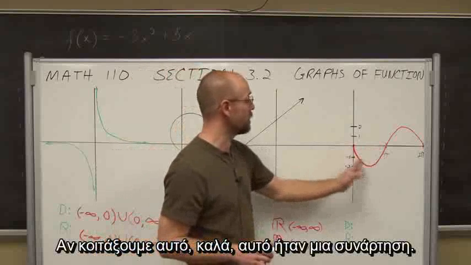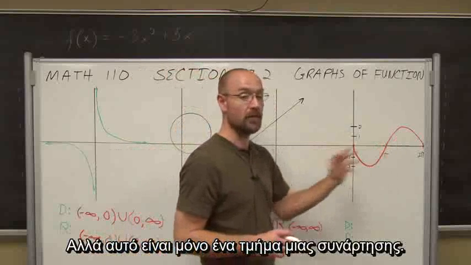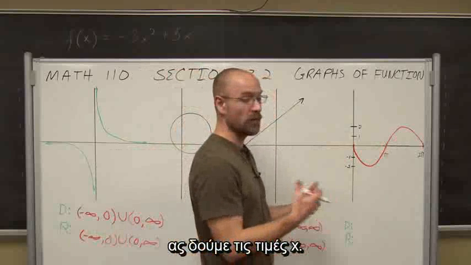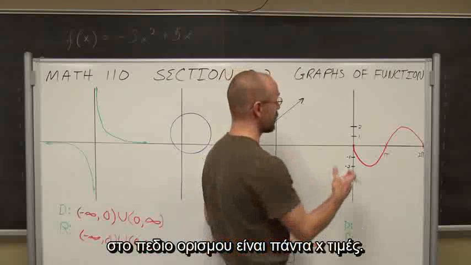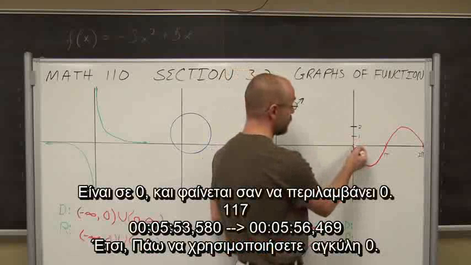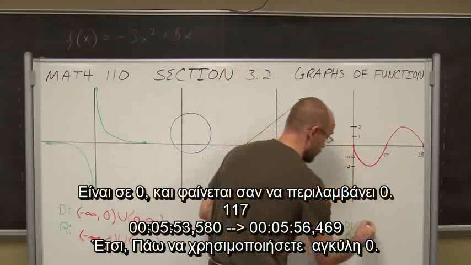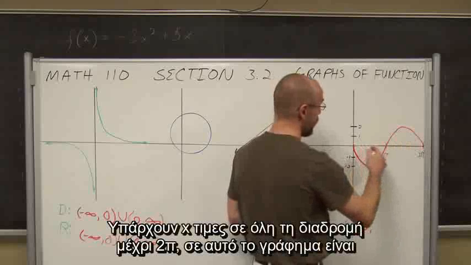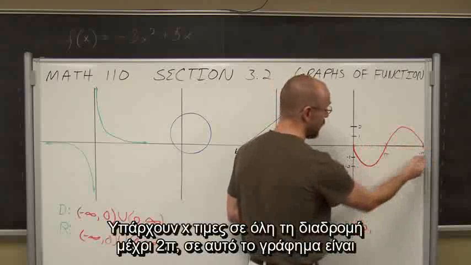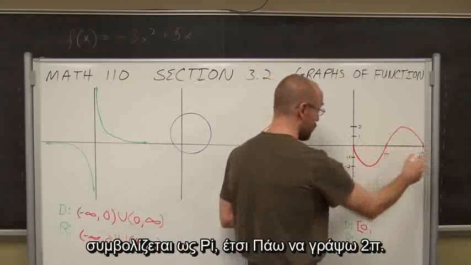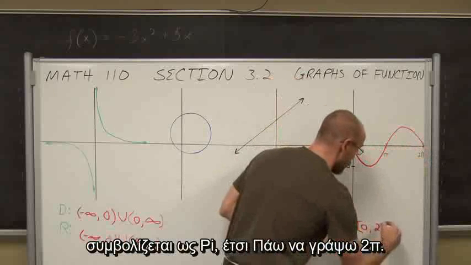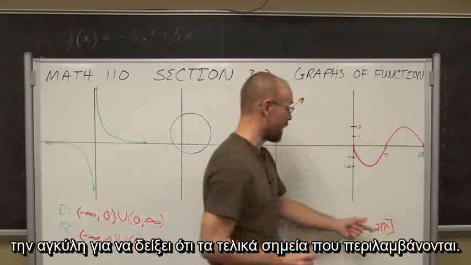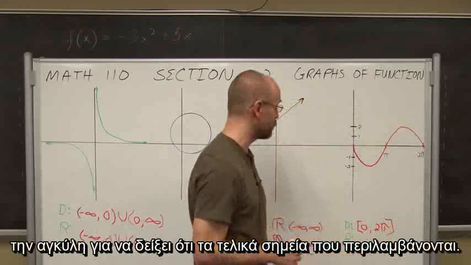If we look at this, well, this was a function, but it's only a segment of a function. And if we're going to determine the domain, let's look at the x values. Domain is always x values. It's at 0, and it looks like it includes 0. So I'm going to use a bracket, 0. And it continues on. There are x values all the way up to 2 pi, and this graph is denoted as pi. So I'm going to write 2 pi, and it looks like it includes that point as well. So I use the bracket to show that the endpoints are included.